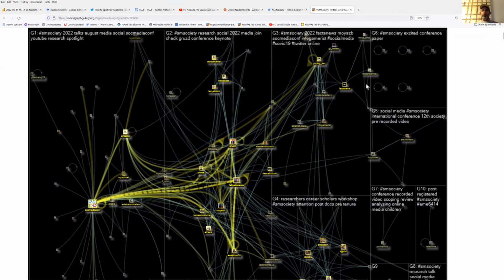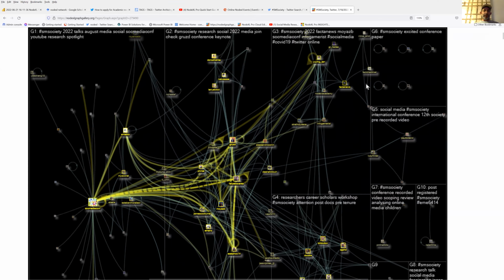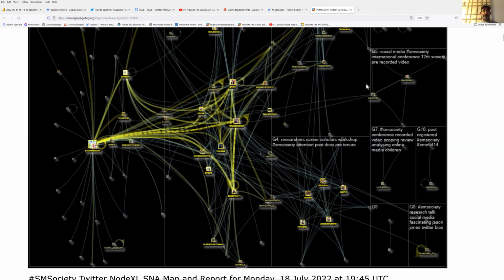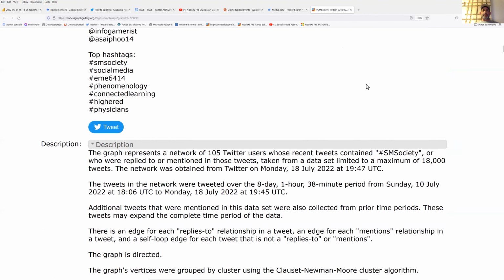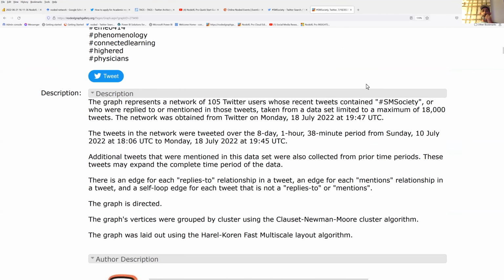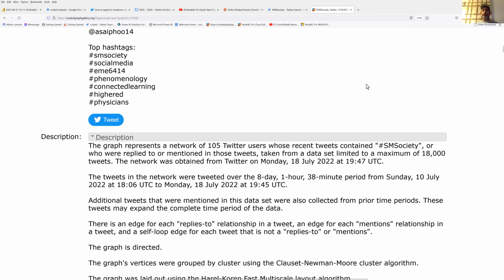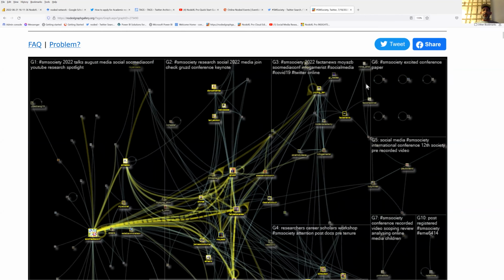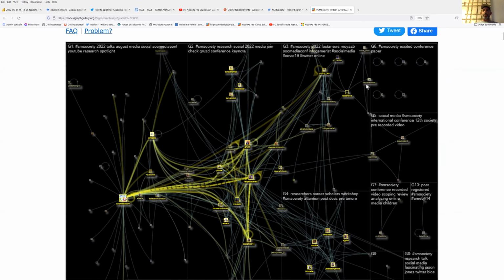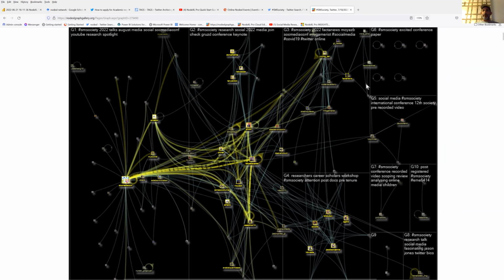This, the most recent network map uploaded, is the map of SM Society. And it is the map of 105 Twitter users who tweeted over the last 8 days, 1 hour and 38 minutes, the word SM Society. And that might be you. You might be on this map. If you've tweeted a few times, you're almost certainly on this map. So this is the picture of the connections among those 100-some people.